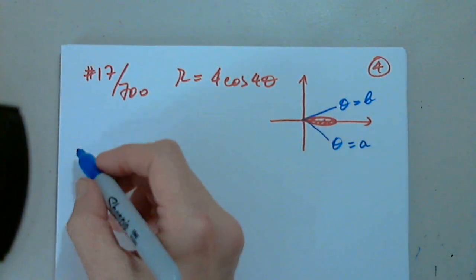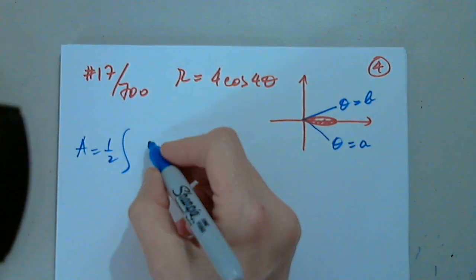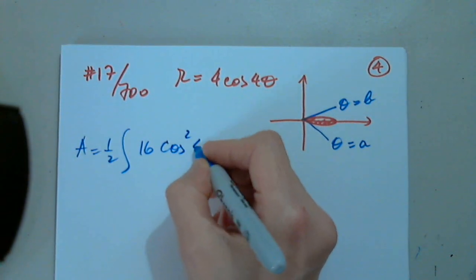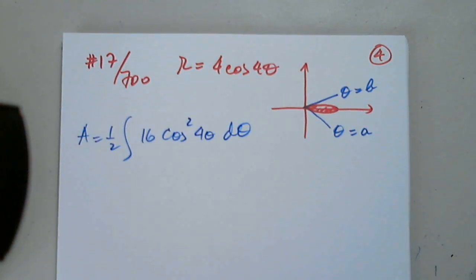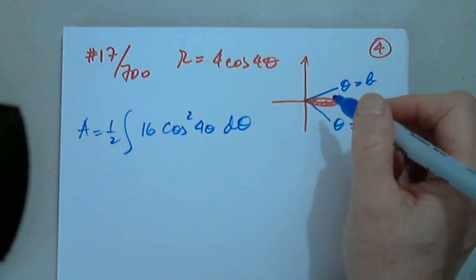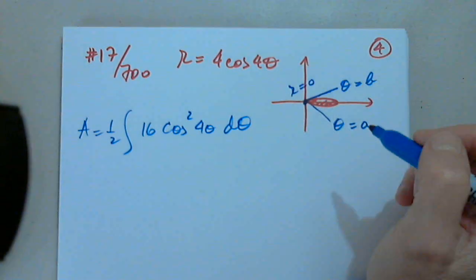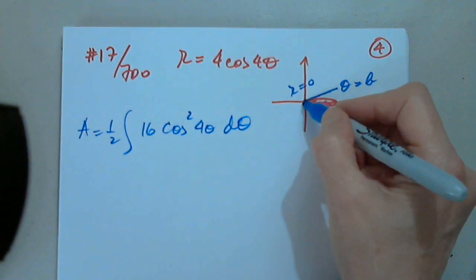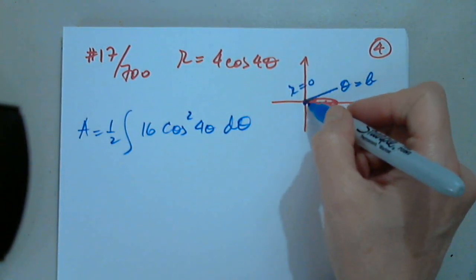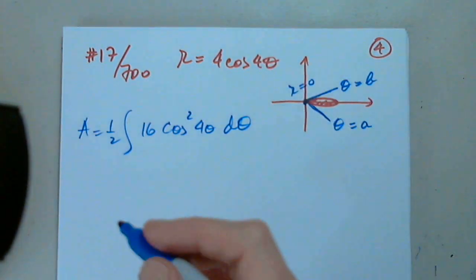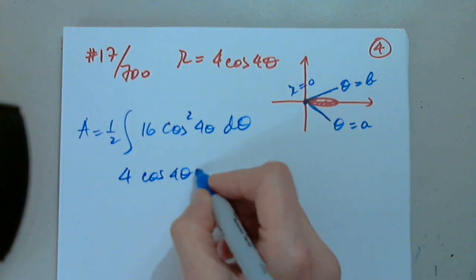So we can start the area. The area will be 1/2 the integral from A to B of this squared, which will be 16 cosine squared 4 theta d theta. I can continue before we determine, of course, the angle. So let's see how we do this. Notice that for this theta, as well as for this theta, r is 0, because the curve is right here. This is where the curve is. So when r is 0, we have these two thetas. So let's set r equal to 0 then. So 4 cosine 4 theta equals 0.